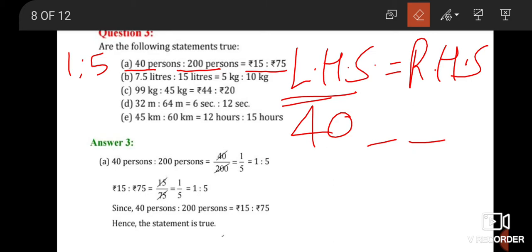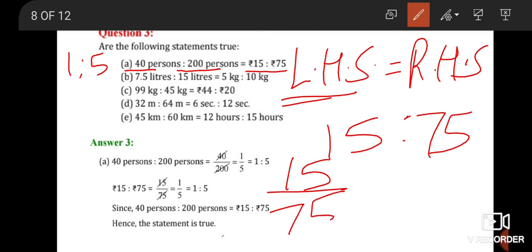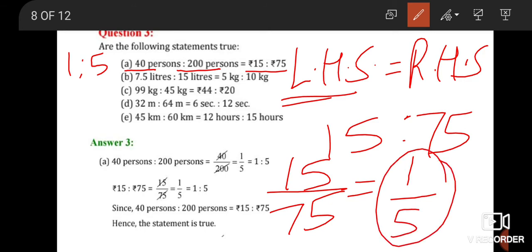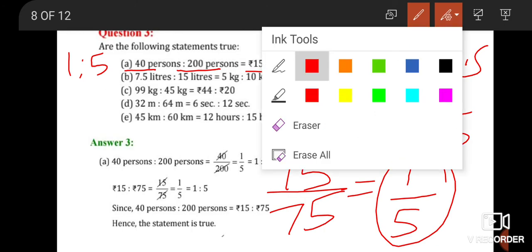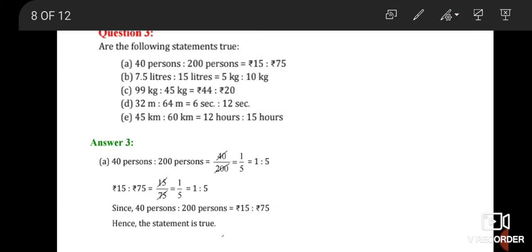सिमिलरली 15:75. अब रुपीज़ का जो RHS में है, जो राइट हैंड साइड में है, उसका रेशियो निकालते हैं हम लोग. 15:75. 15 1 जा 15, 15 5 जा 75. द रेशियो इज 1:5 अगेन. सो फर्स्ट बिकॉज LHS इक्वल टू RHS ना, LHS में भी 1:5 आया, RHS में भी 1:5 आया. सो दिस स्टेटमेंट इज ट्रू.